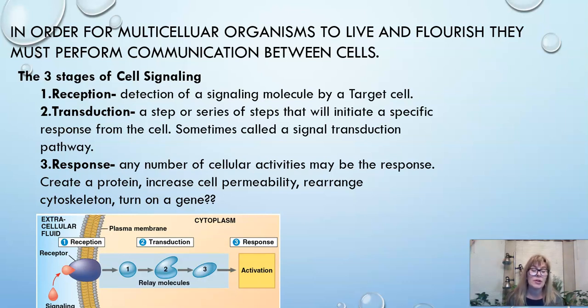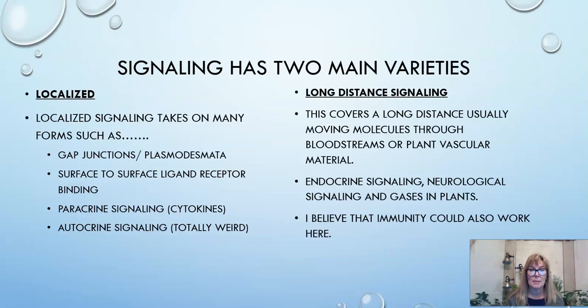The signal is received. Step two is transduction, a step or series of steps that will initiate a specific response from the cell, sometimes called a signal transduction pathway. Let's be honest, this is usually a large biochemical pathway that occurs. Step three is the response. Any number of cellular activities can be the response. You could create a protein, increase cell permeability, rearrange the cytoskeleton, turn on a gene. It's practically an endless array of what can occur. So, reception, transduction, and response.